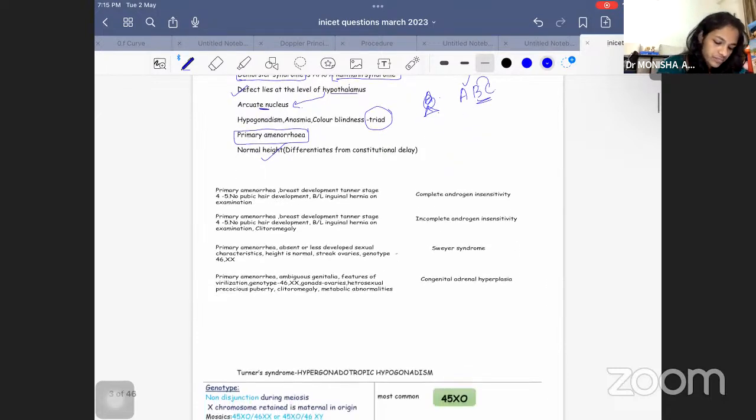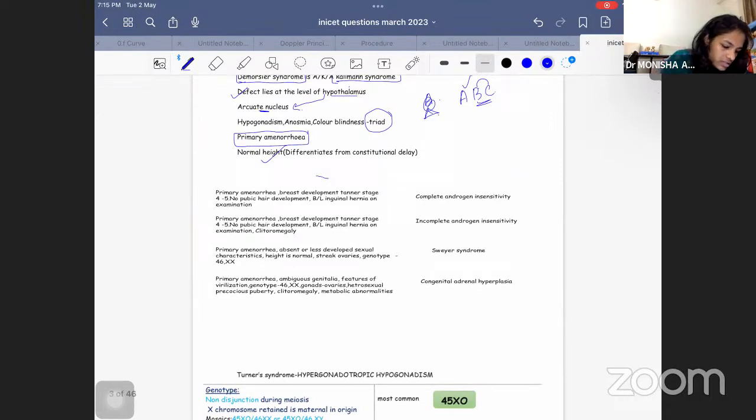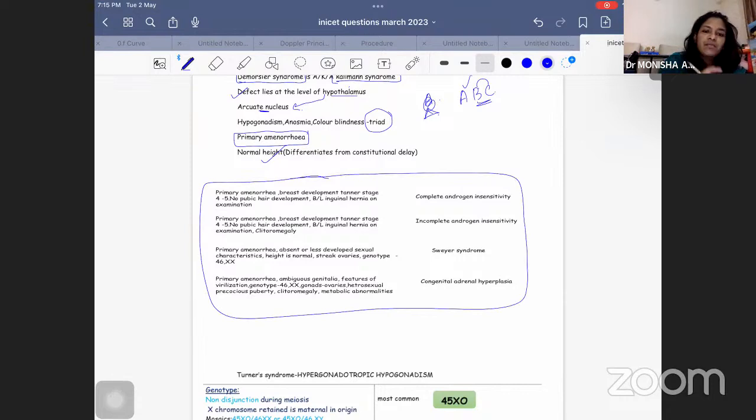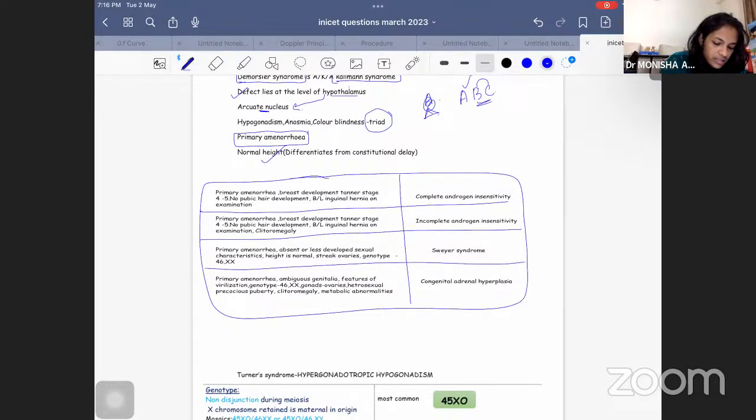Next. So here is the one where you make a lot of mistakes. So please remember this chart properly. You can solve most of your questions from the sexuality topic. If a patient is presenting with primary amenorrhea, her breast development is well developed, going to a Tanner stage of 4 to 5, with no pubic hair, and bilateral inguinal hernia on examination.